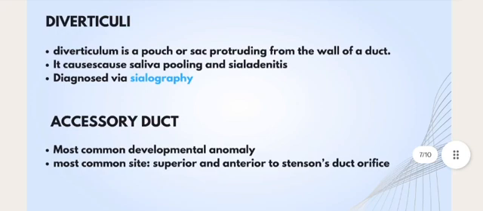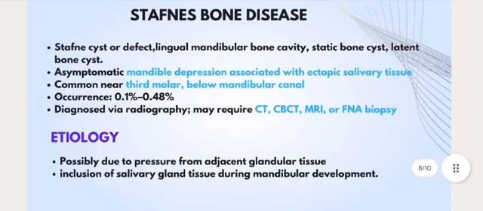The most common site is superior and anterior to Stafne bone cyst, also called Stafne cyst or defect, lingual mandibular bone cavity, static bone cyst or latent bone cyst. It is an asymptomatic mandibular depression associated with ectopic salivary tissue, common near the third molar below the mandibular canal, and occurrence is 0.1 to 0.48%. Diagnosed via radiography, may require CBCT, CT, MRI and FNA biopsy. Etiology: possibly due to pressure from adjacent glandular tissue, or inclusion of salivary gland tissue during mandibular development.